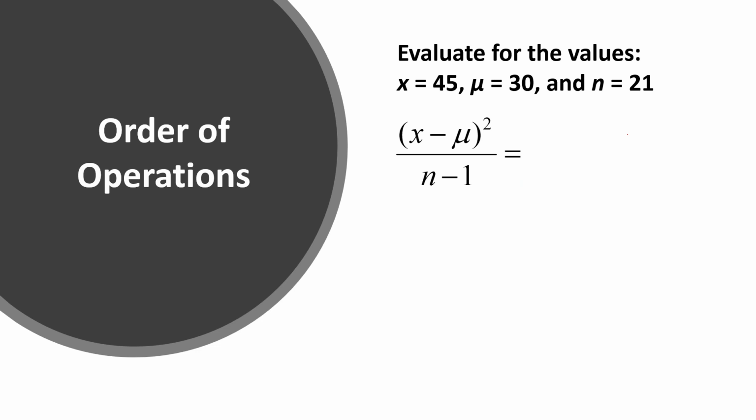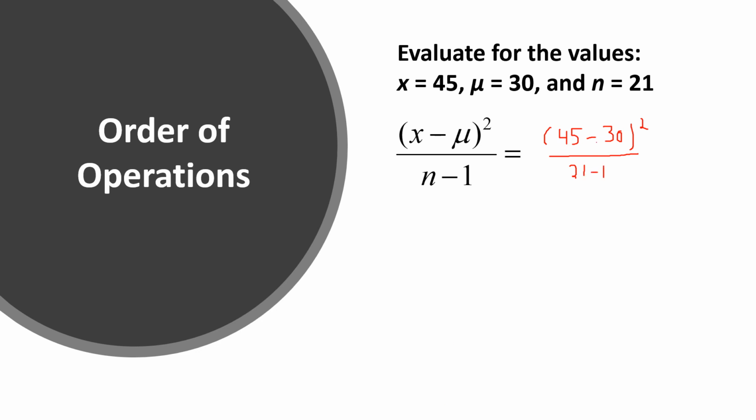Next, evaluate x minus the mean quantity squared divided by n minus 1, if x is 45, mu is 30, and n is 21. Substituting these values in, we have 45 minus the mean, which is 30. That difference is being squared, and then it is being divided by n minus 1, or 21 minus 1.